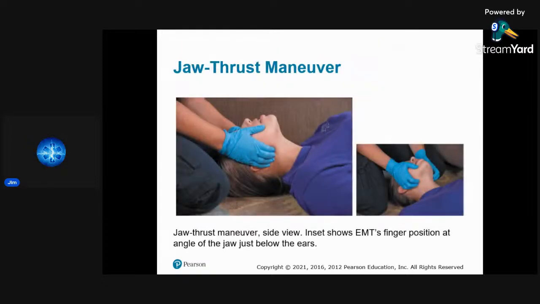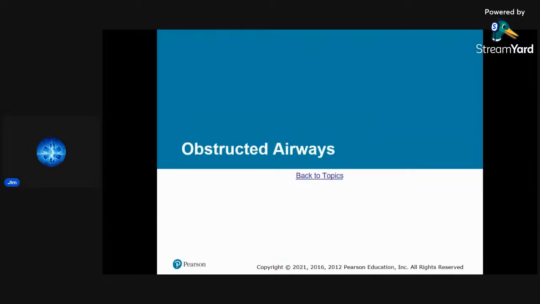Here's a nice picture. See how this provider has their hands positioned. And this is if we're worried about spinal involvement, right? If we don't want to compromise the spine.